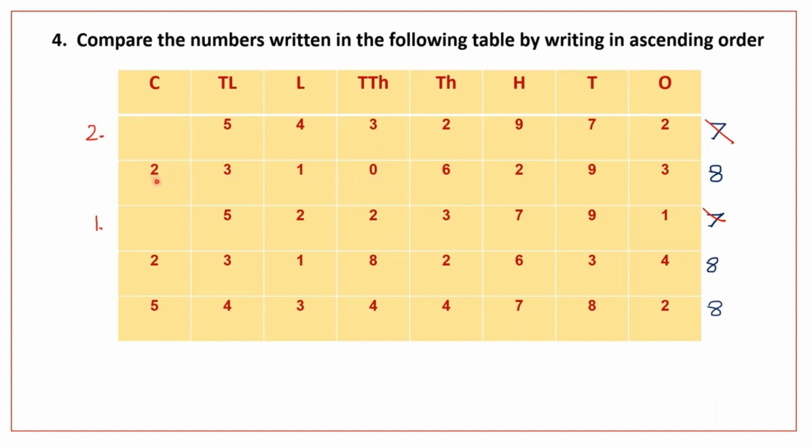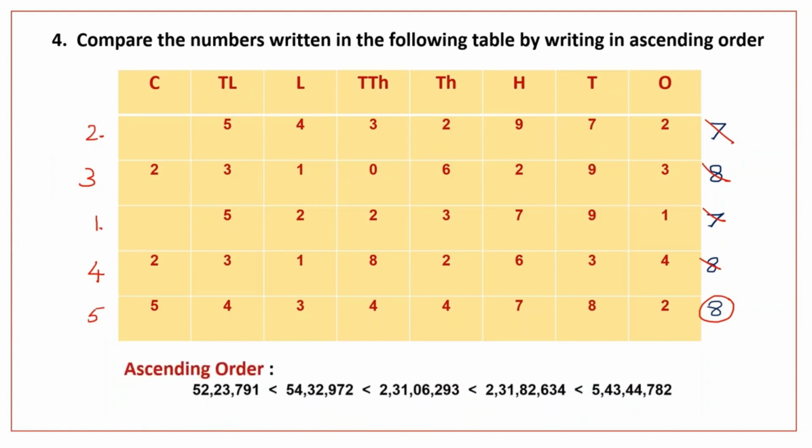So this will become third. So this number is third and this one is the fourth number. So we have eliminated 8 and 8 here. So we only have this one left. So that will be the fifth number. So now we have got our numbers in order. We have 1, 2, 3, 4 and 5. Let's write it down in order. So here we have the ascending order.